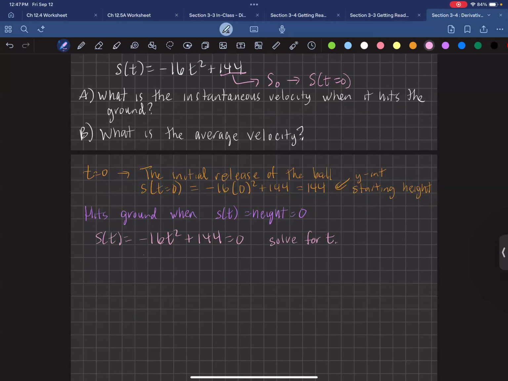This is a lot easier if you factor out negative 16 and you get t squared minus 9 on the inside. And I can divide by negative 16. That's not changing anything. I get t squared minus 9 equals 0. T squared minus 9 factors into t minus 3, t plus 3.